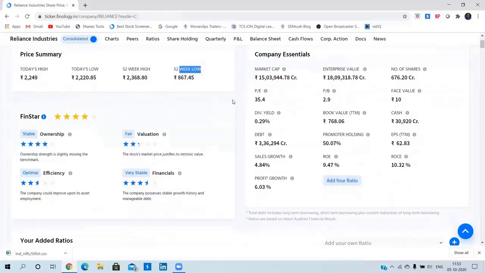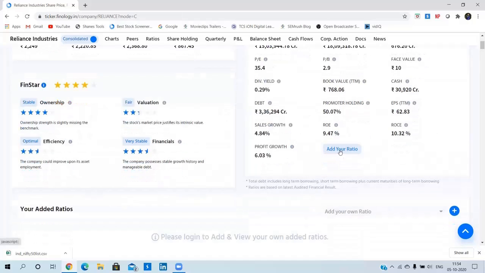The best thing I found about this site is that they also mention all the ratios and other details like market cap, enterprise value, number of shares, PE ratio, PB ratio, face value, dividend yield, book value, cash, and all the details here. You can add your ratios after logging in to this site.